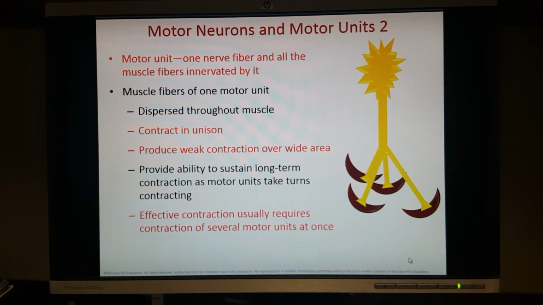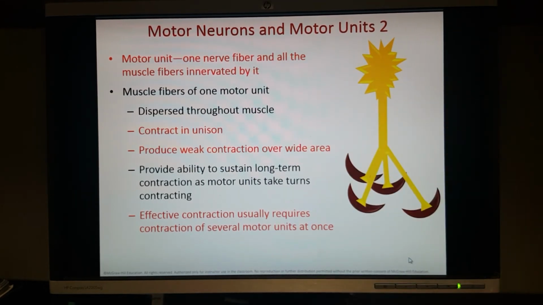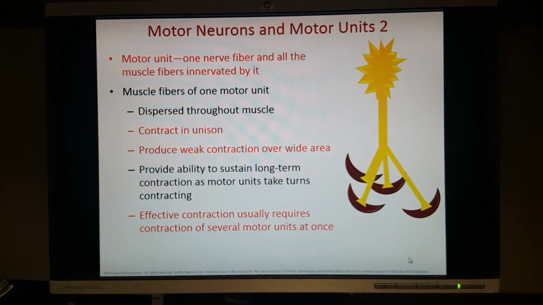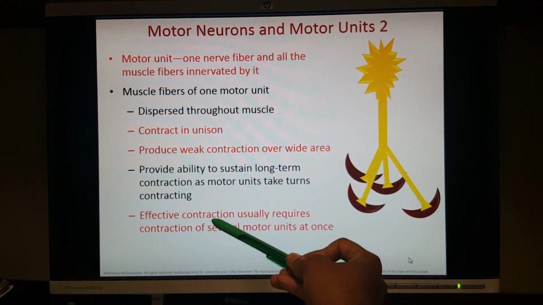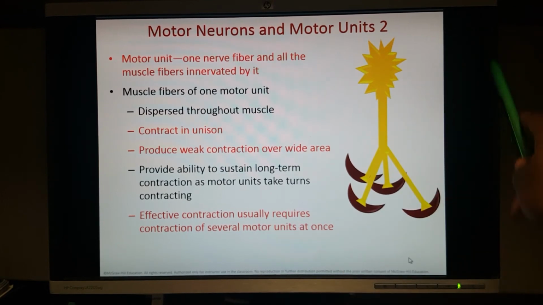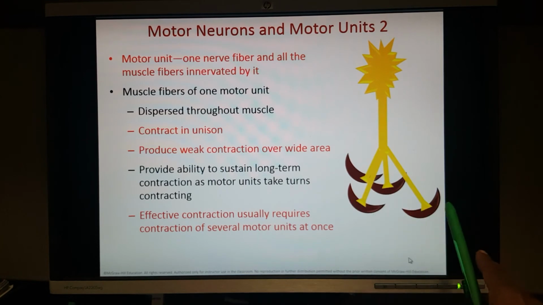So this causes those muscle cells to contract in unison, giving a large amount of power in a certain area, so either a weak contraction over a very large area, or a very strong effective contraction caused by several motor units working at once. So having another one where here's a neuron and then affecting more cells, all these cells are going to work together to help to contract better of the muscle.